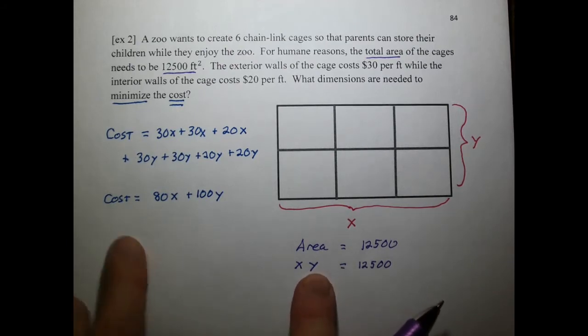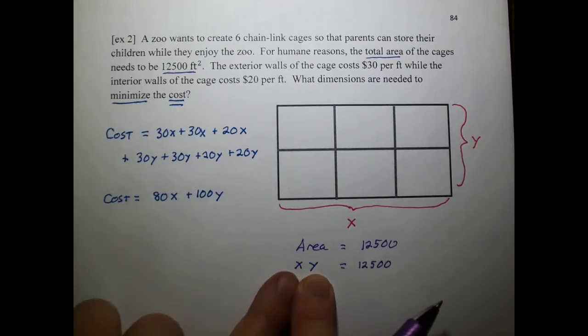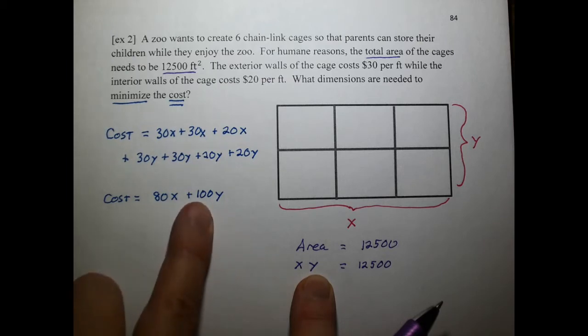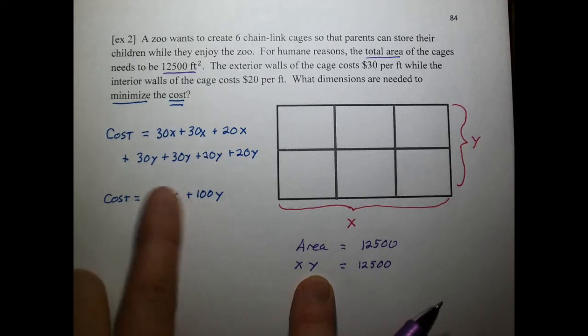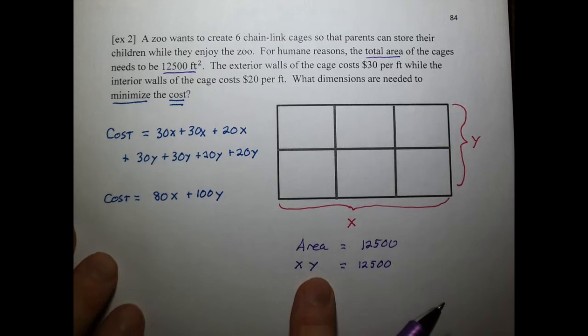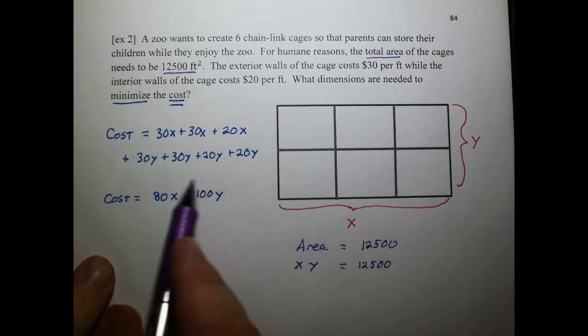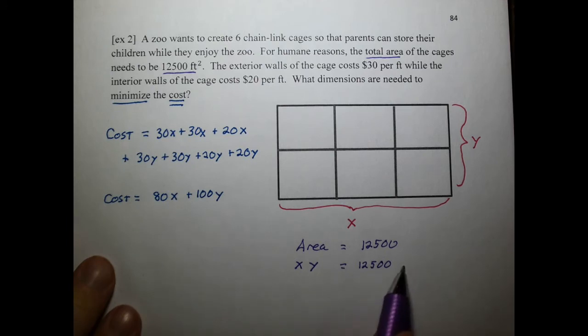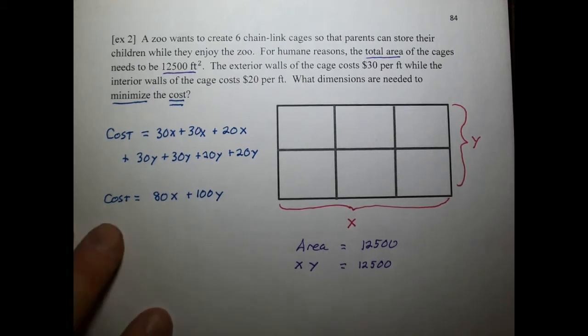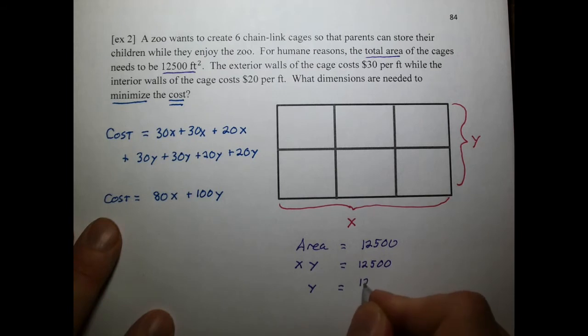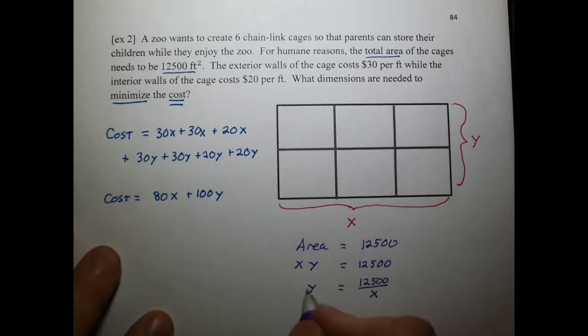And so if we solve for one of these variables, we can plug it back into our original cost to reduce the number of variables we have. This is a system of equations. We have 2 equations with 2 variables. We can solve for one and plug it into the other. Doesn't matter which we solve for. I'm going to go ahead and solve for y.